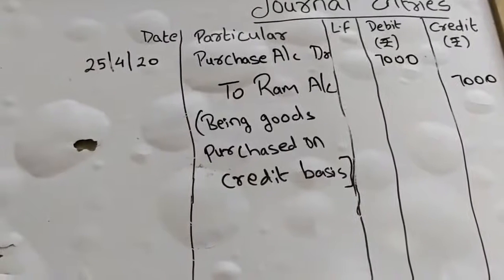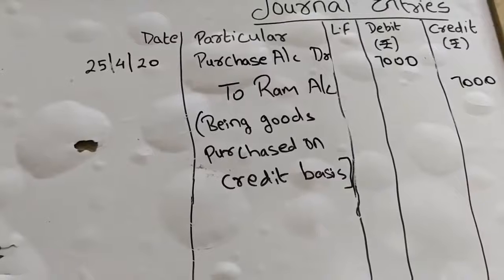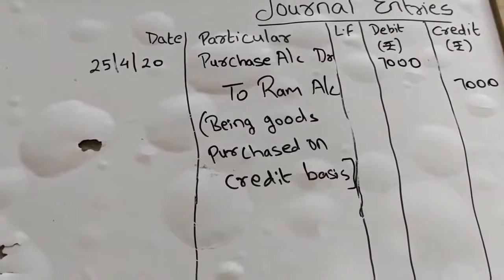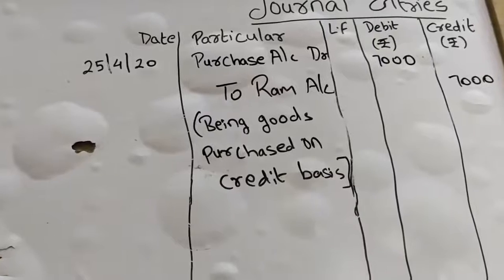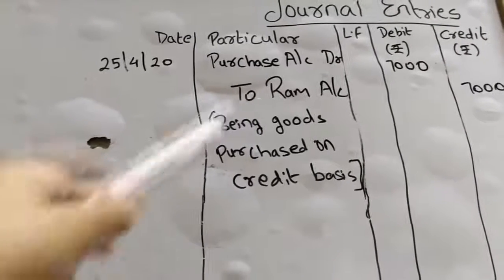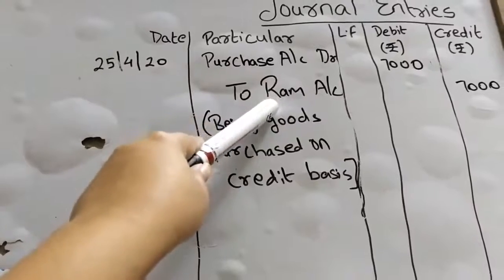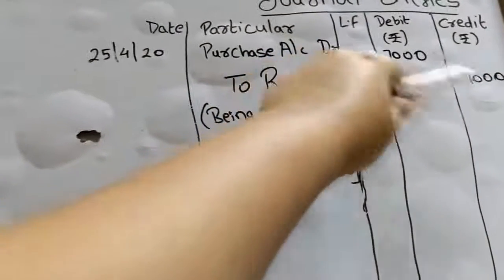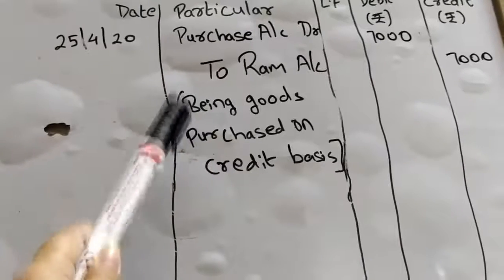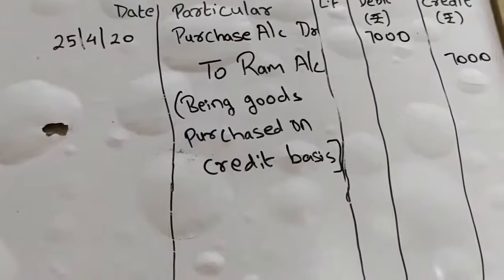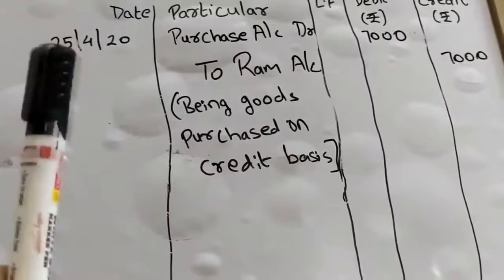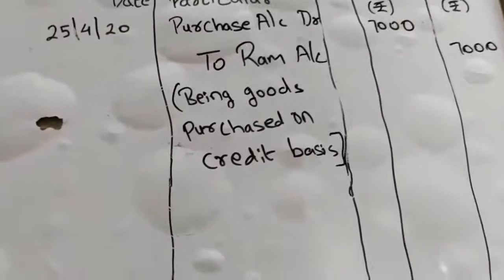And the other golden rule that applies over here is debit the receiver and credit the giver. So who is the giver over here? Ram. राम से लिए ना हमने गुड्स, तो उसने हमें गुड्स दिए हैं, तो ही इज द गिवर. सो वो गिवर है, इसलिए हम उसे क्रेडिट करते हैं. What's the amount? 7,000. So what's the narration? Being goods purchased on credit basis. Date is over here. As I said, always the narration starts with the word being.